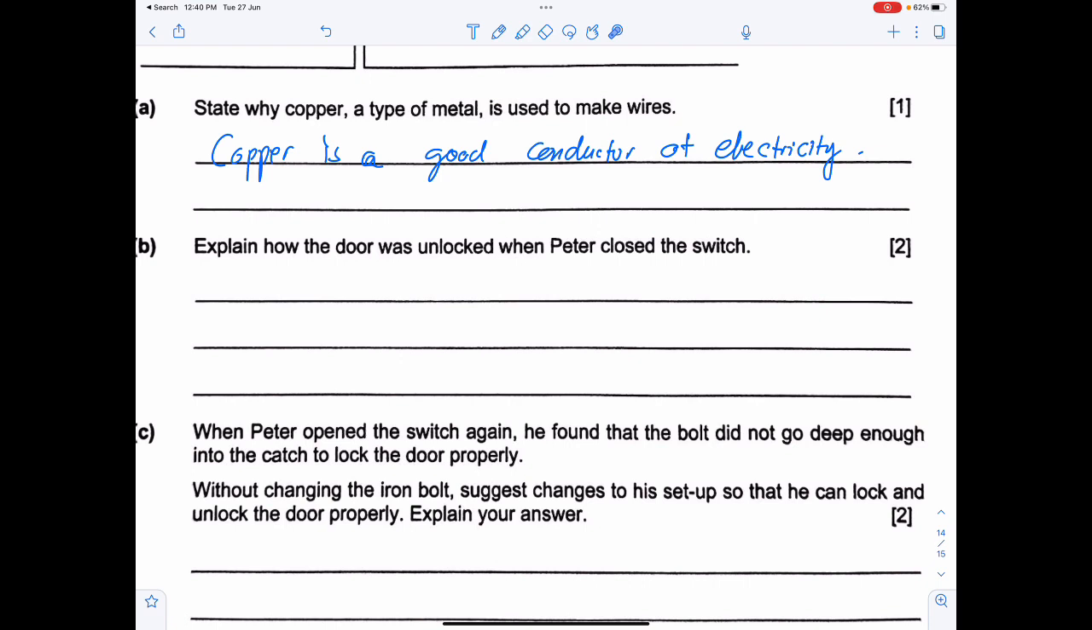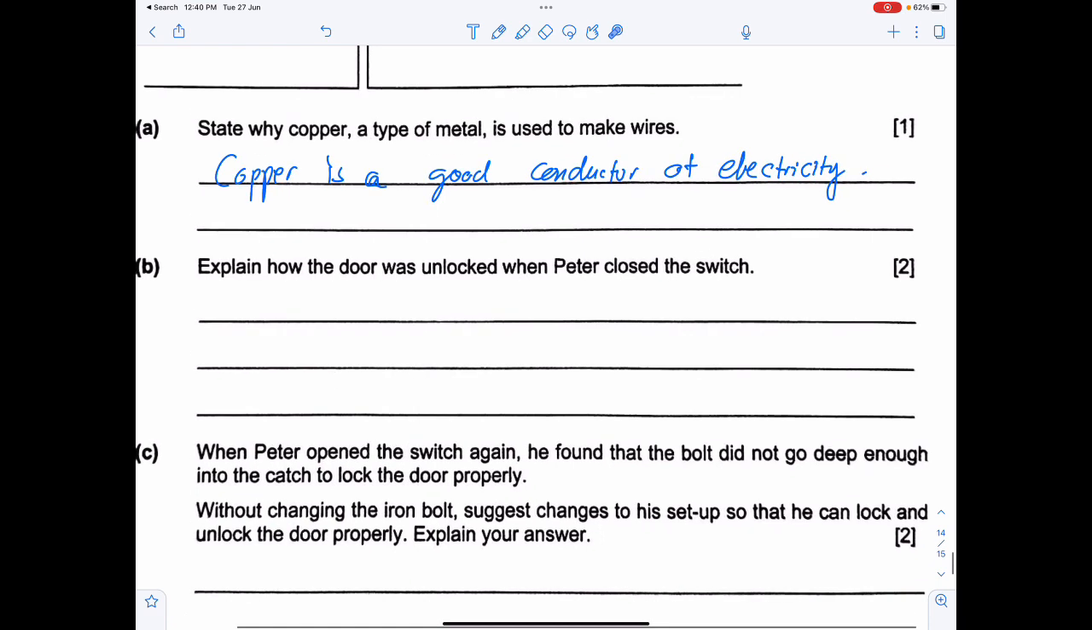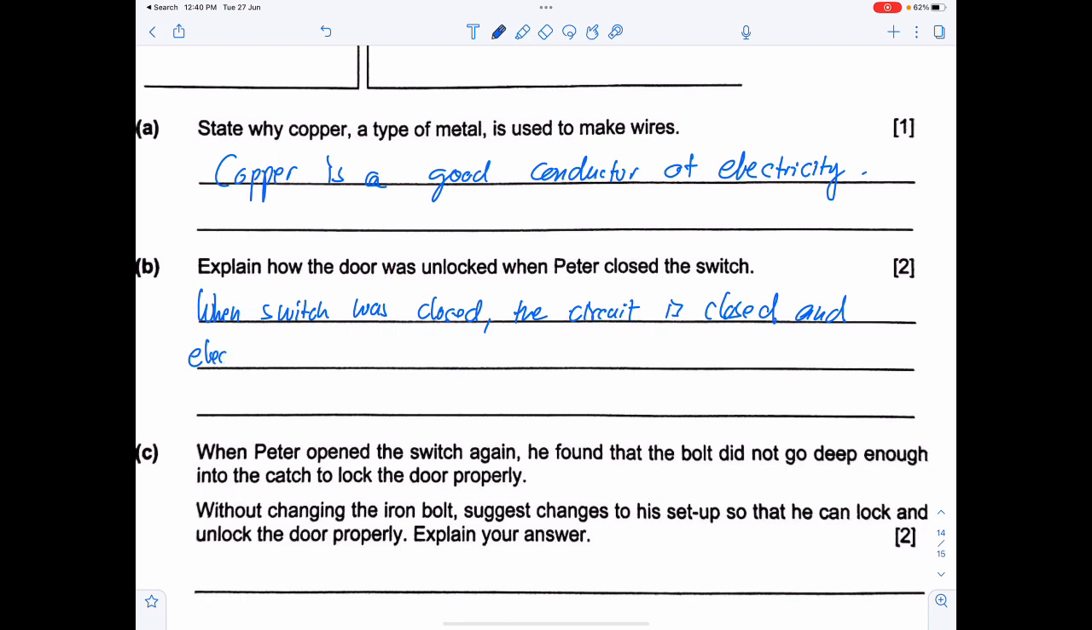So what would you say? So you would say that when the switch was closed, the circuit is closed and electricity can flow through the circuit.